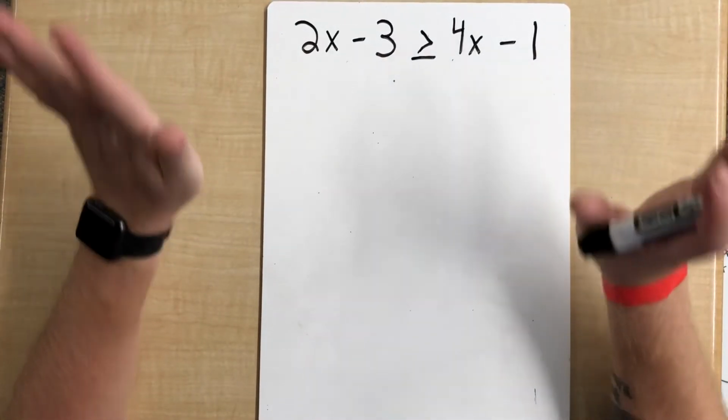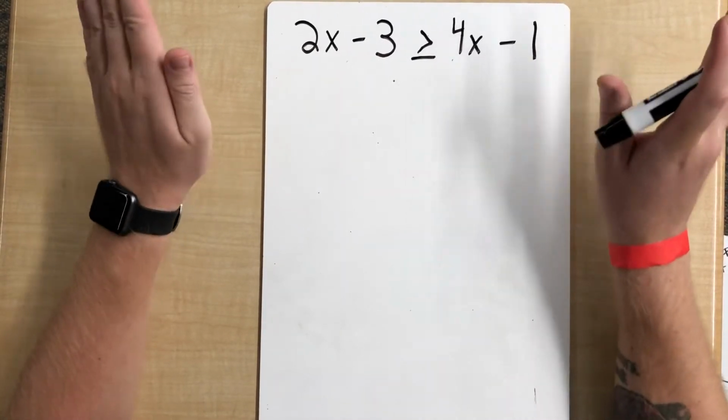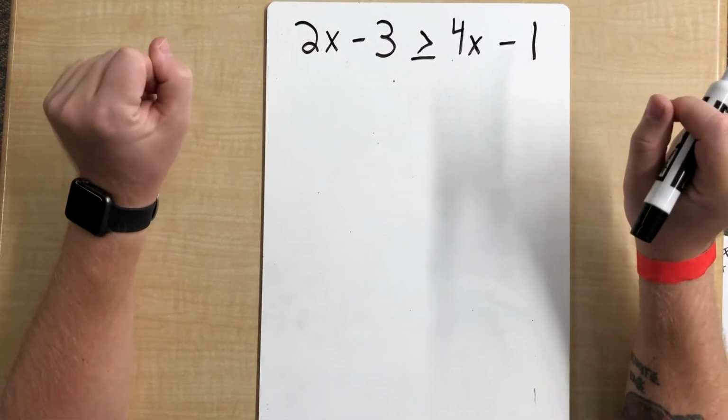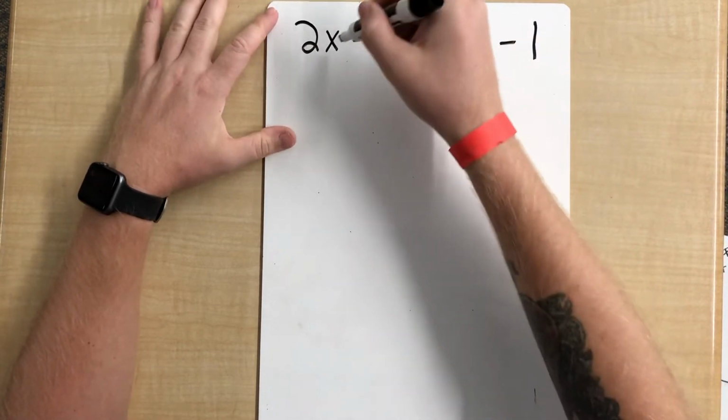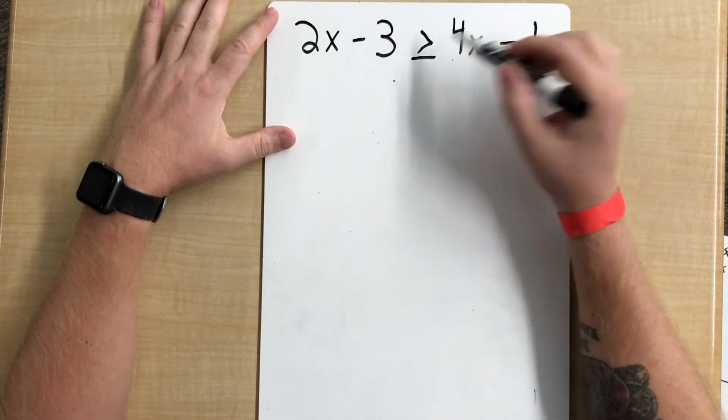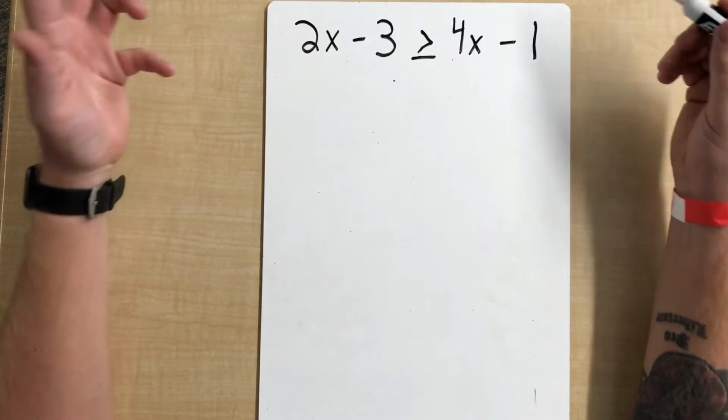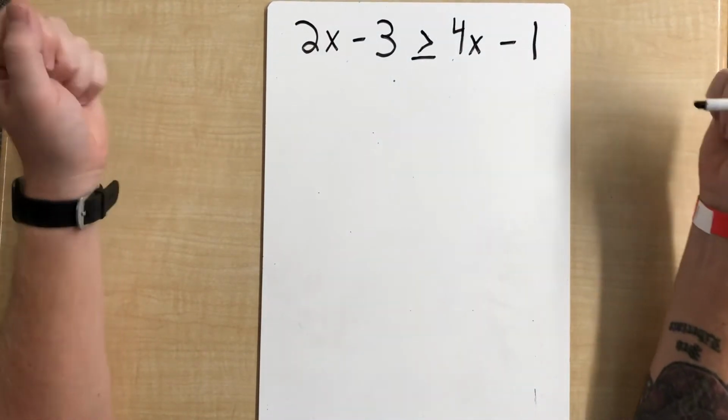All right, this is a good question. This is near a Super Bowl question. There's a couple things that we got to go over on this. So we have 2x minus 3 is greater than or equal to 4x minus 1. We want to see what group of numbers satisfies this inequality.